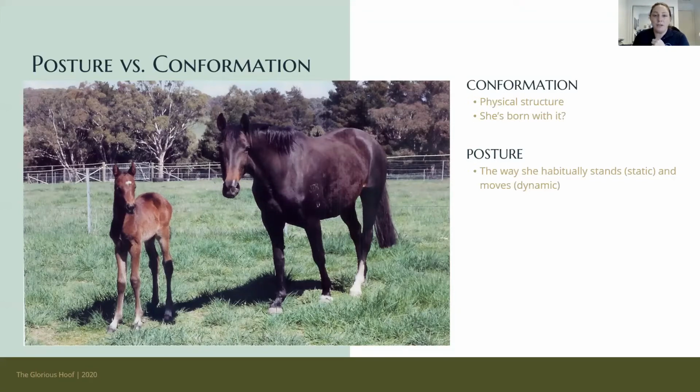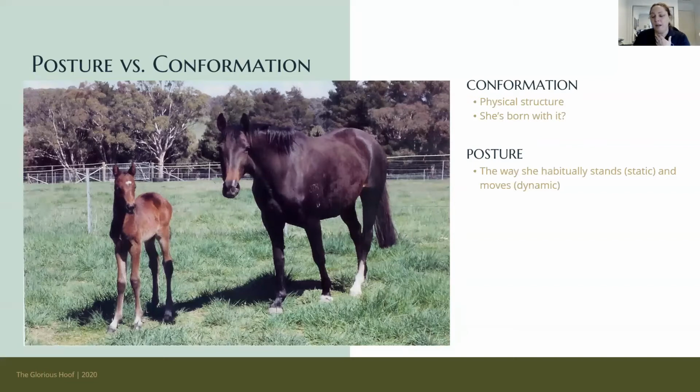Now, conformation is basically a horse's physical structure. It's the way that their body is put together, and just because they change the way they're standing doesn't mean that it changes their conformation. So a horse might be pigeon-toed, and you could make them stand straight, and then they're going to go back to pigeon-toed again. It's the way that their body is put together.